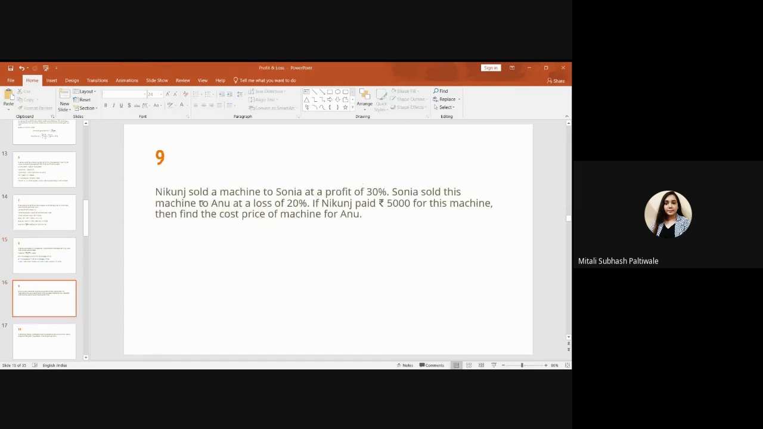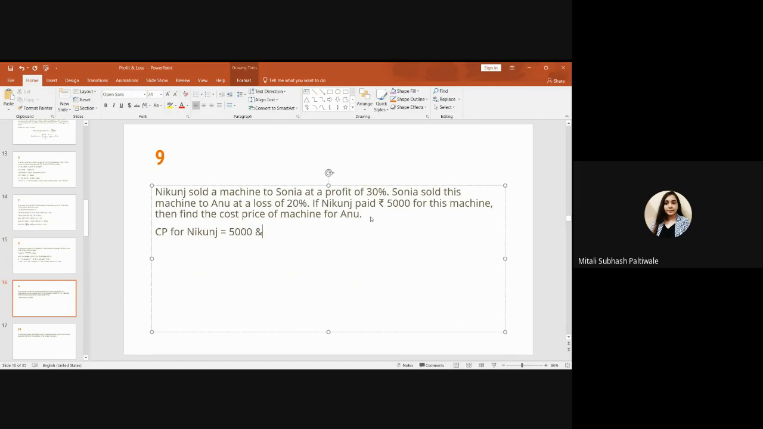Look at this question. It says Nikun sold a machine to Sonia at a profit of 30%. Sonia sold this machine to Anu at a loss of 20%. If Nikun has paid rupees 5,000 for this machine, find the cost price of the machine for Anu. Now CP for Nikunj is given, it is 5,000.